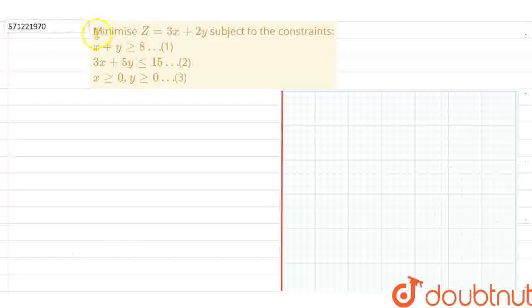Hello everyone, so here we have a question. We have to minimize z equals 3x plus 2y subject to the constraints x plus y greater than or equal to 8, 3x plus 5y less than or equal to 15, x greater than or equal to 0 and y greater than or equal to 0.